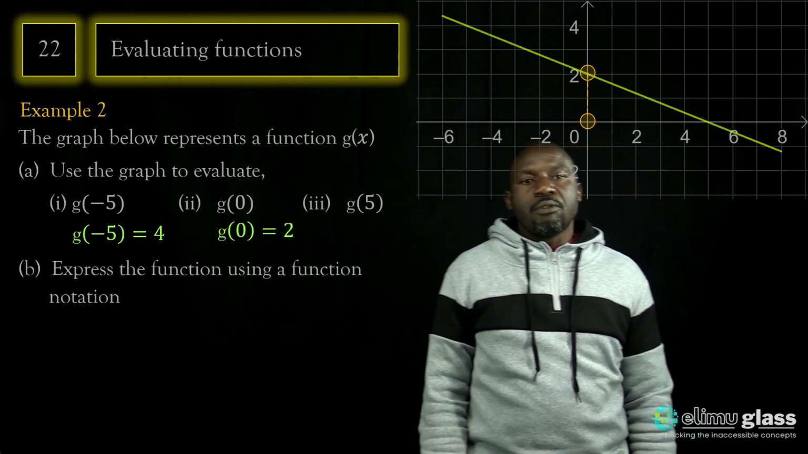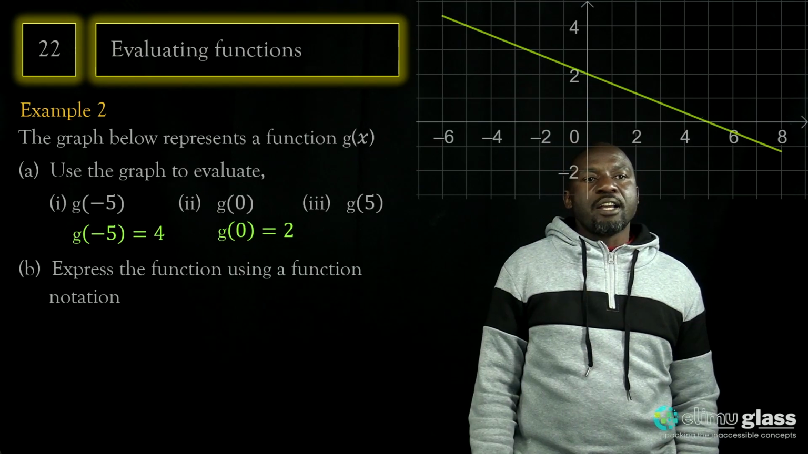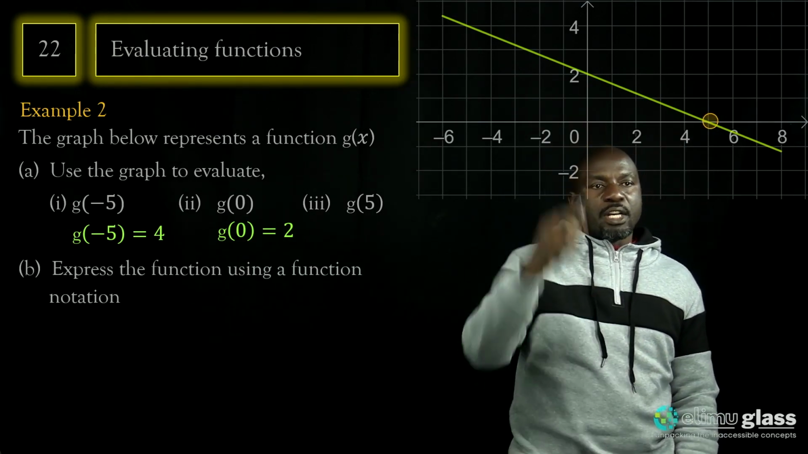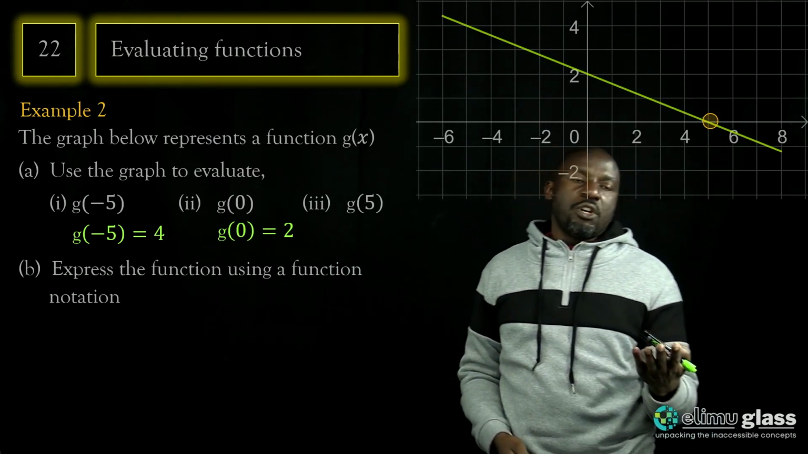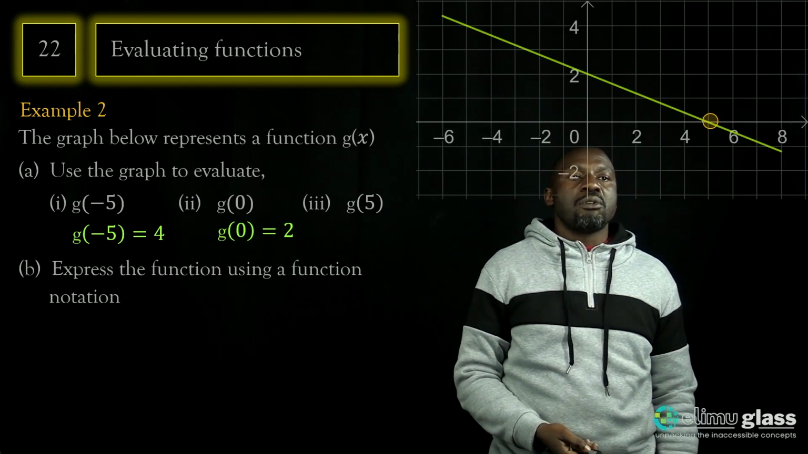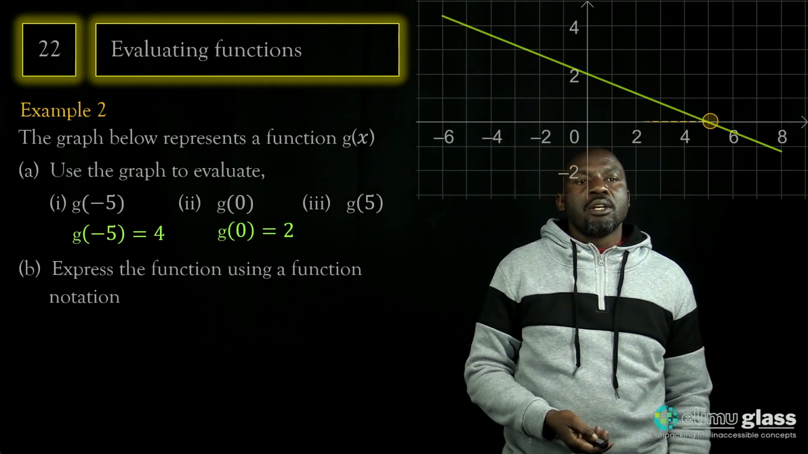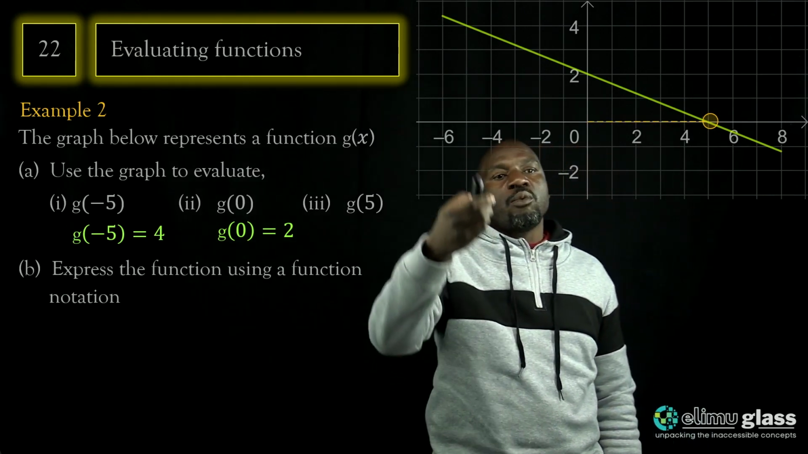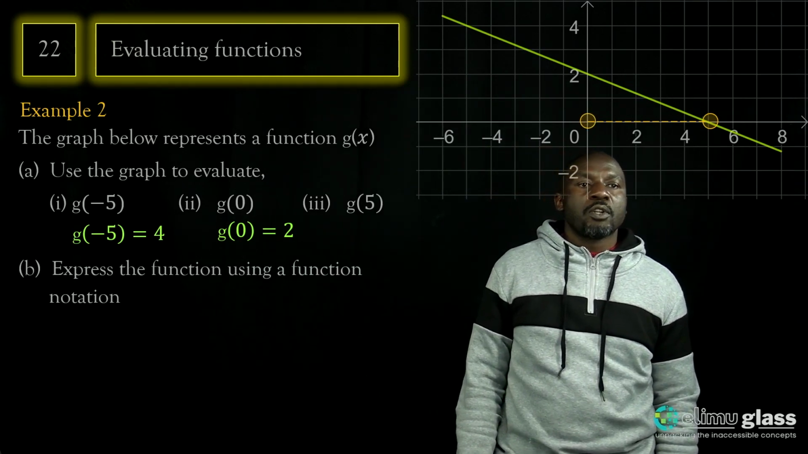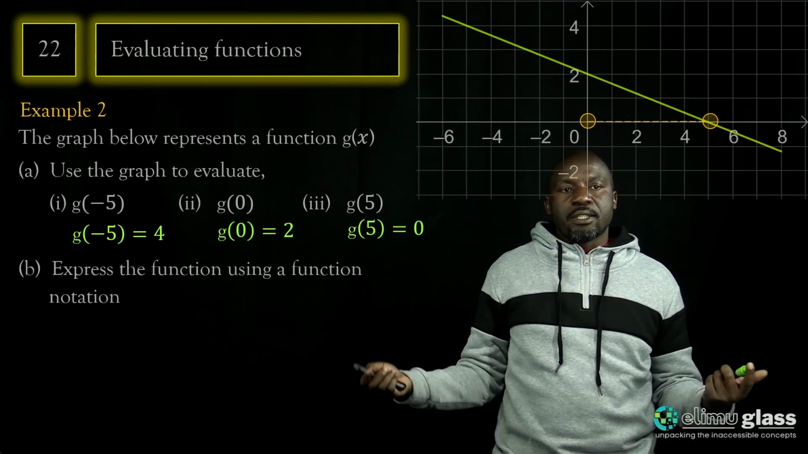Next, what is g of 5? So again, we go to the x-axis and look for 5, the value of x of 5. We move vertically so that we meet the graph, but we don't need to move because the graph is already passing through that point. So all we are left to do is to move horizontally until we cross the y-axis. Where we cross the y-axis, that must be the output, which is 0 in this case. So g of 5 is 0. It's as simple as that.